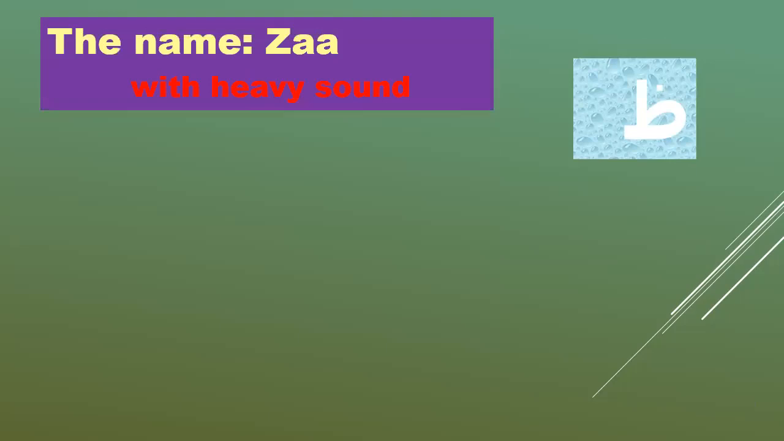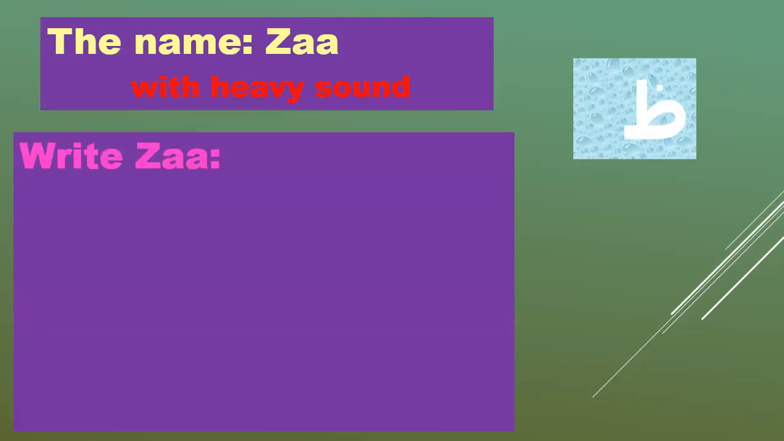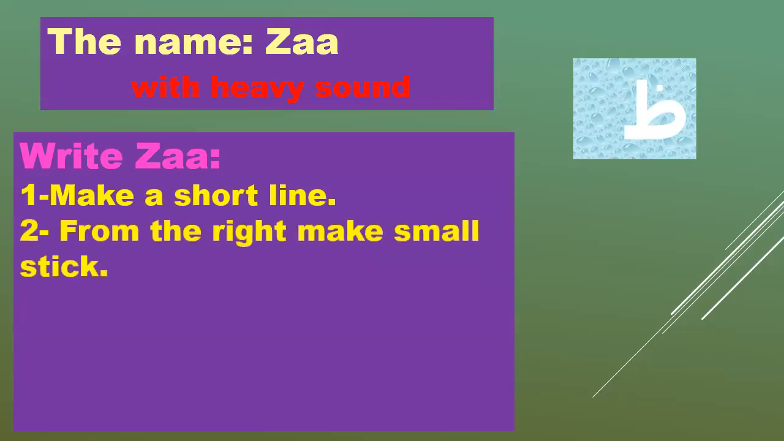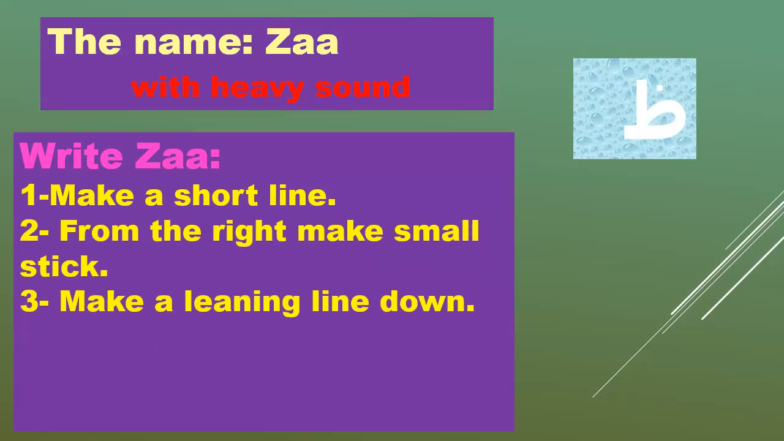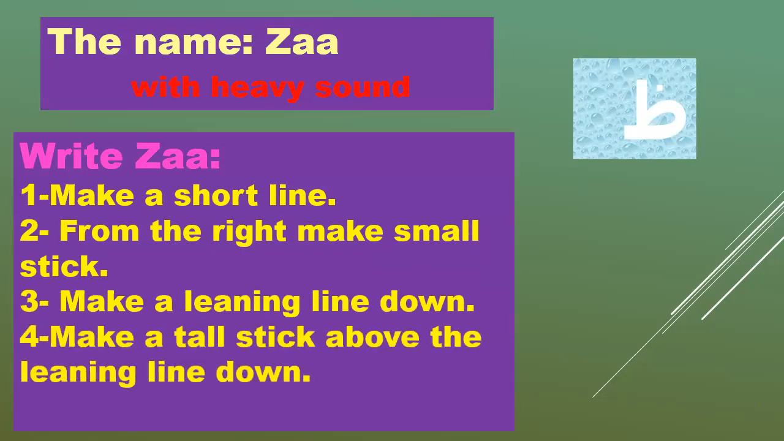Za. The name is Za, with heavy sound. Please repeat after me, Za. To write Za, make a short line. From the right, make a small stick. Make a leaning line down. Make a tall stick above the leaning line down. Za has one dot on the top. Please write Za again. Did you finish? Very good.